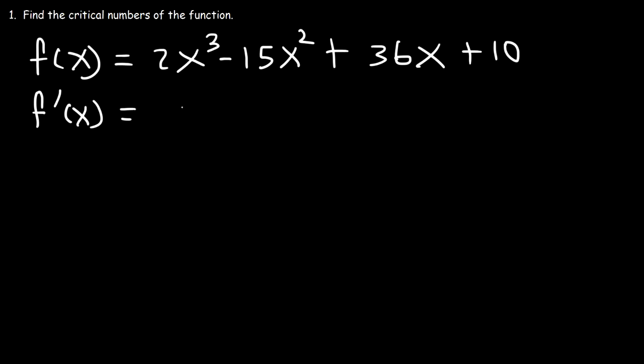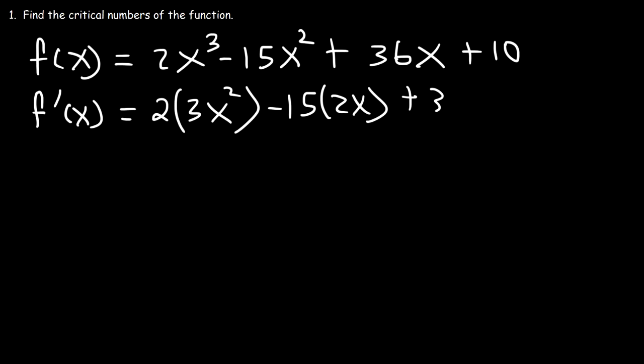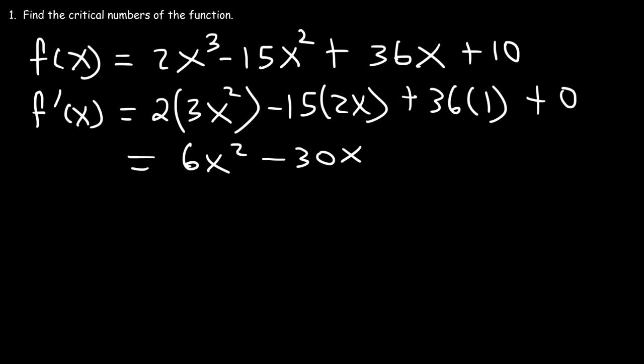The derivative of 2x cubed is going to be 2 times the derivative of x cubed, which is 3x squared. The derivative of x squared is 2x, and the derivative of x is 1. And the derivative of a constant is 0. So f prime of x is equal to 6x squared minus 30x, since 15 times 2 is 30, and then plus 36. Now we're going to replace f prime of x with 0. And now let's solve for x.